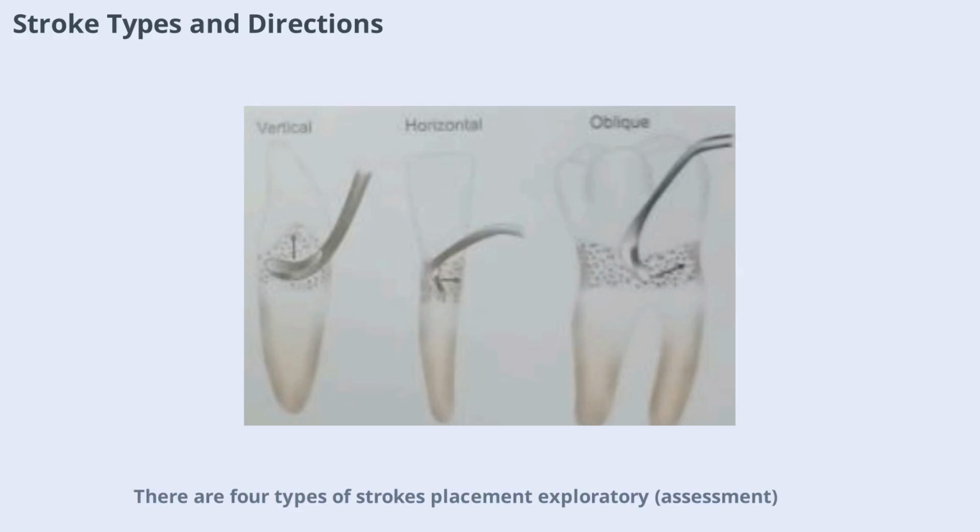There are several types of strokes: placement, exploratory, assessment, scaling, and root planing. Placement strokes position the working end apical to calculus or at the base of a pocket. Exploratory strokes assess tooth anatomy and detect calculus. Scaling strokes remove deposits, while root planing strokes remove residual calculus and smooth the root surface. Strokes are initiated using a pull stroke in a coronal direction and may be vertical, oblique, or horizontal.